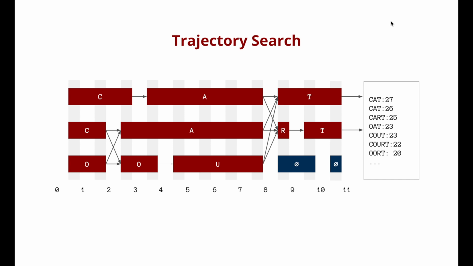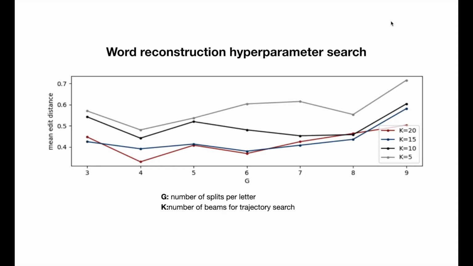We formulate this as a beam search problem. At each point, we only keep the top ranking sub-trajectories at this point. This is also a dynamic programming problem, where the optimal subtrajectory starting at each point must also be optimal for all subtrajectories arriving at this point when we combine them. We conduct a grid search through the 2 hyperparameters, number of splits per letter, and also the number of beams to keep at each point.